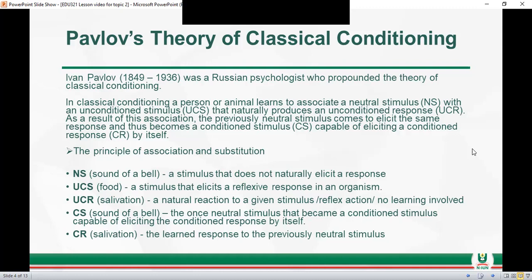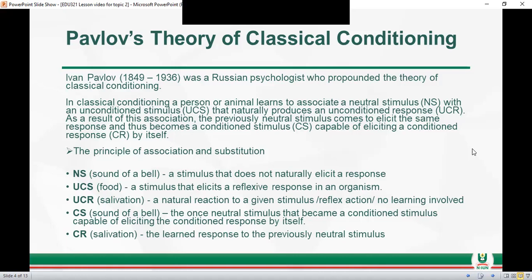UCS, unconditioned stimulus, is the food presented. All of these abbreviations are also included in this opening sentence describing what classical conditioning entails. So as time goes on, you will get familiar with those terminologies.